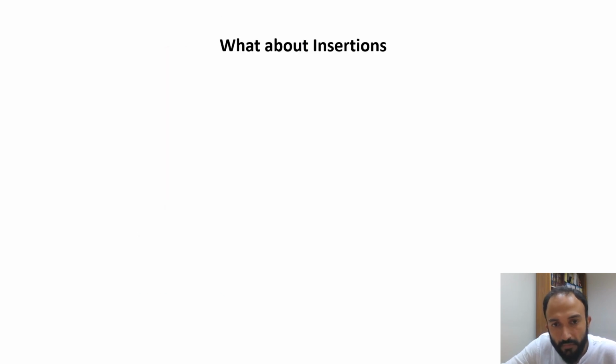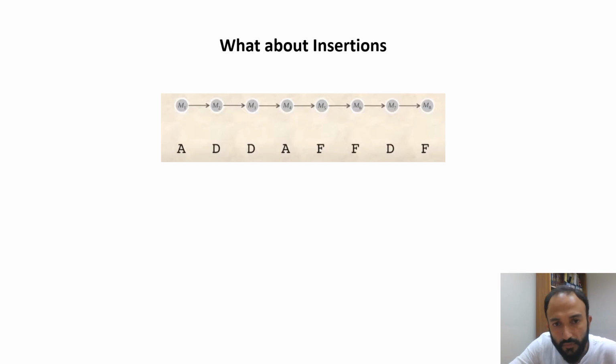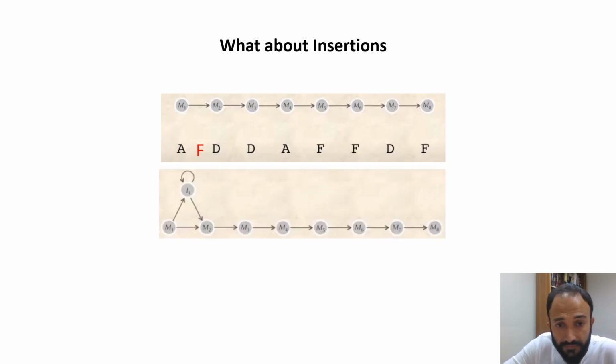So now, what about insertions? If we talk about insertions at this site, for example, there is a sequence like A D D A F F D F, what we talked about in the previous slide. What if there is an insertion at any site? How do we calculate the probability of having F at this site between A and D?